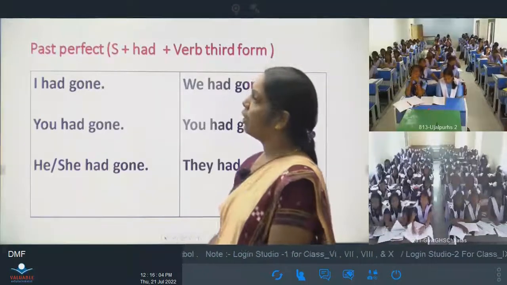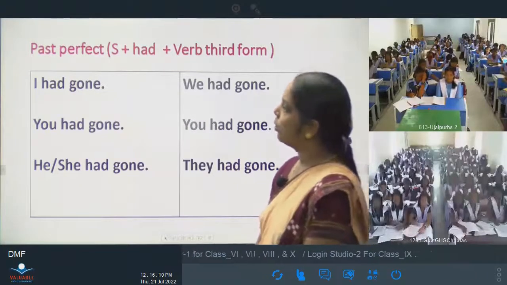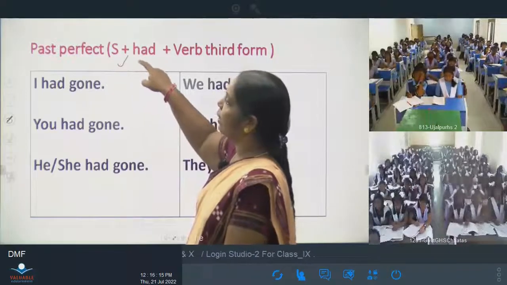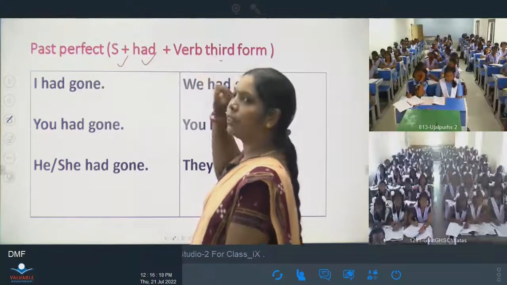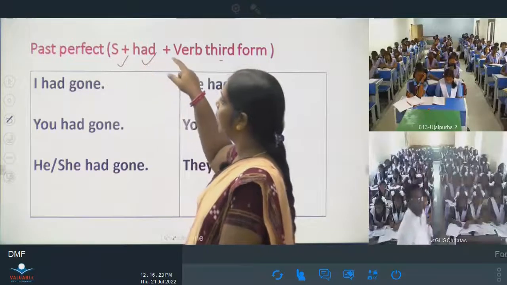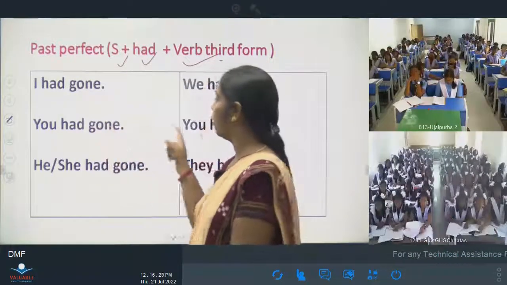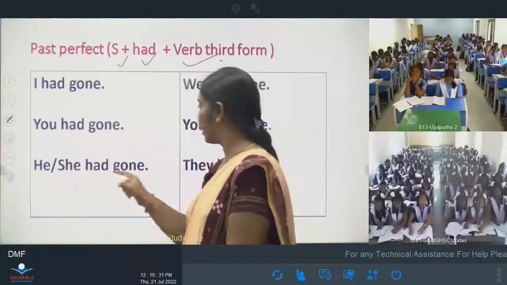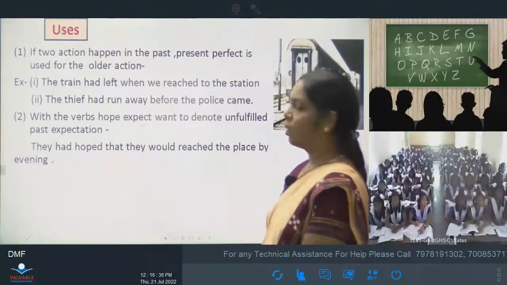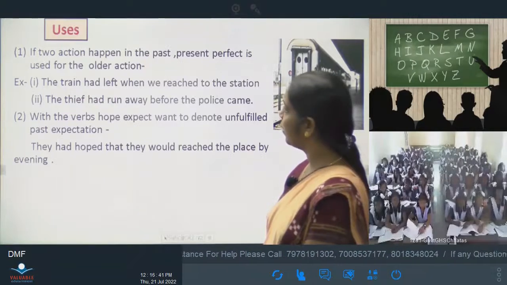Now let us see how past perfect also express the past tense. The structure here is subject, had plus verb with its third form. Subject, had and verb with its third form. I had gone, we had gone, you had gone, he or she had gone, they had gone. Now we will see the examples and uses of past perfect tense.